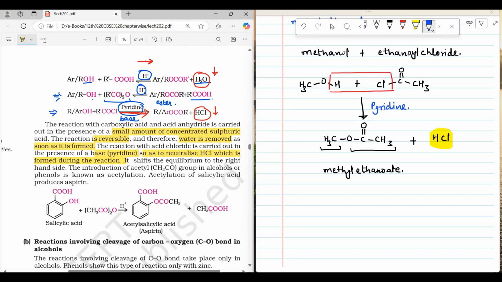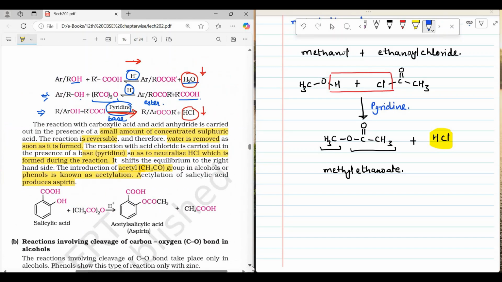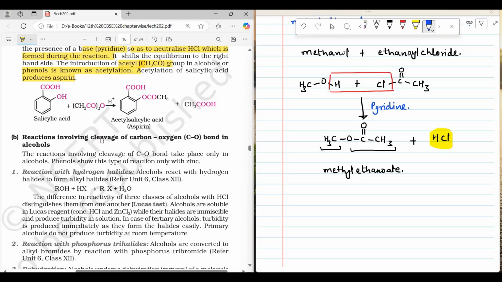The introduction of acetyl group CH3CO group in alcohol or phenol is known as acetylation. Acetylation of salicylic acid produces aspirin, which is an analgesic. Aspirin possesses analgesic, anti-inflammatory and antipyretic properties. Now let's observe the reaction. Here the formation of aspirin is given. Aspirin is formed by the reaction of salicylic acid with acid anhydride. So let's see how this reaction takes place.